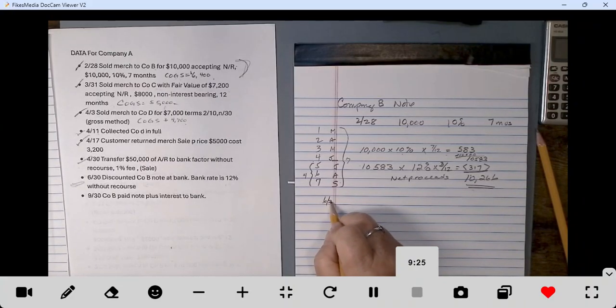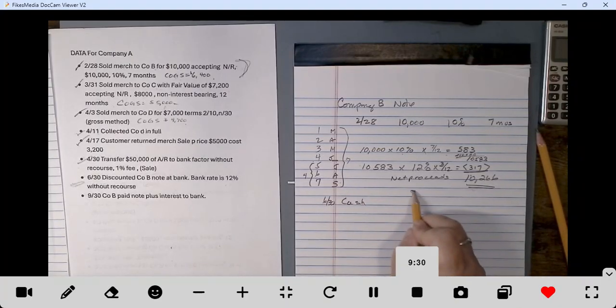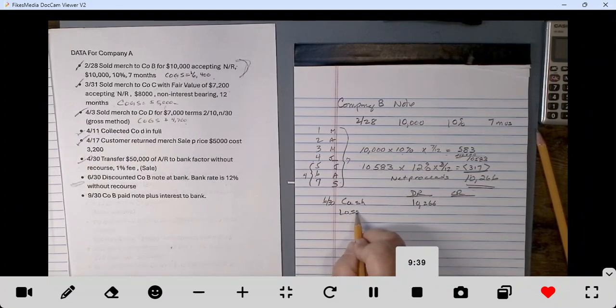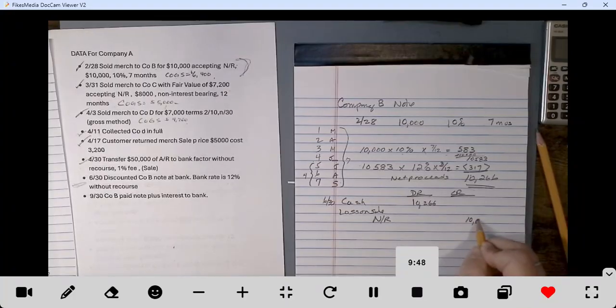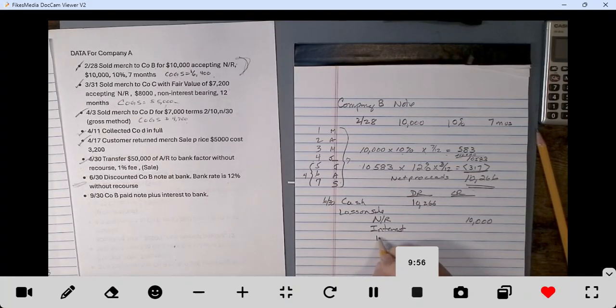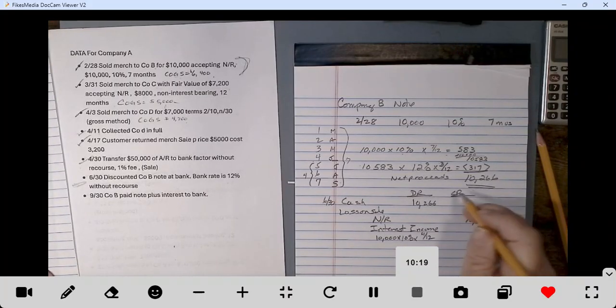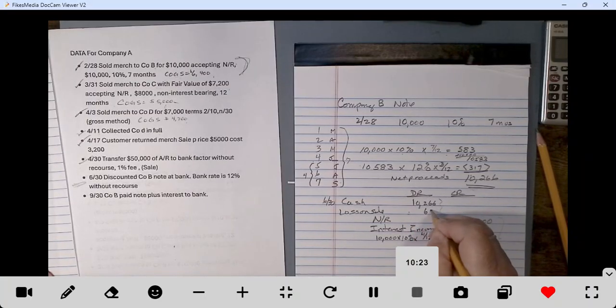What does my journal entry look like at 6/30? I received some cash, 10,266. I have a loss on sale. I have note receivable of 10,000 to credit, and I have interest. My interest is 10,000 times 10% times the part that I had, so it's 7 minus 3, 4/12. And that is 333, interest income. So I take a look at what this total is, and what this total is, and I calculate my loss at 67. Double check to make sure that my debits equal my credits.